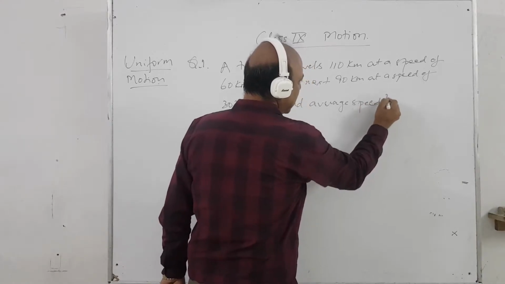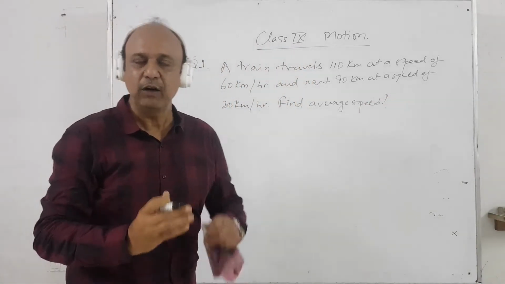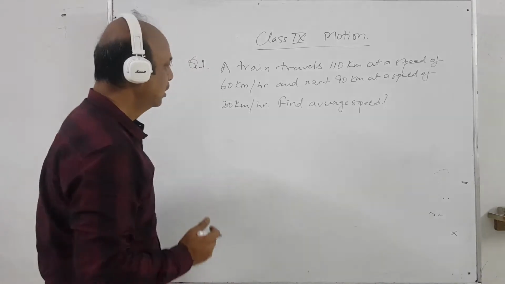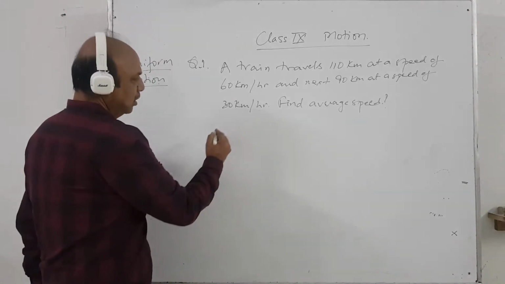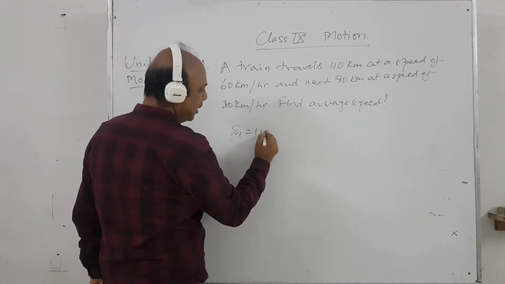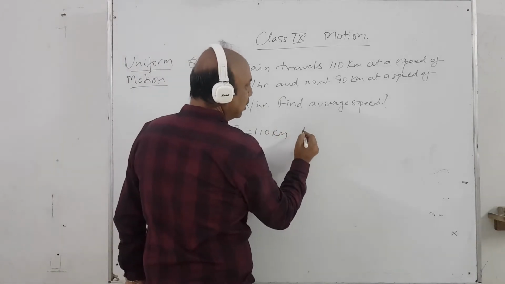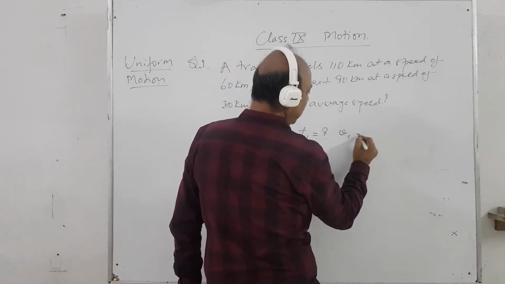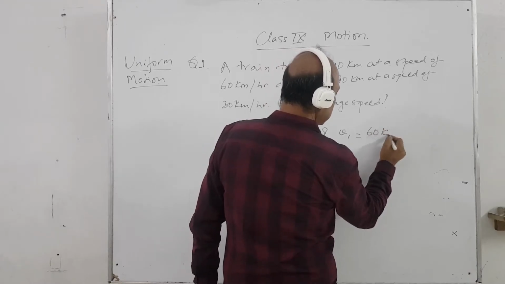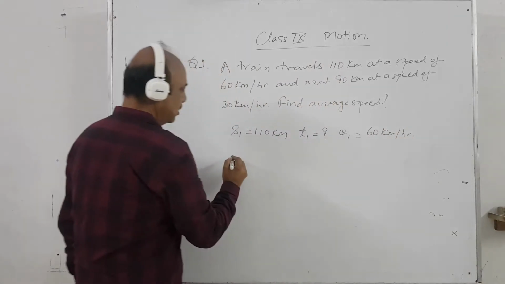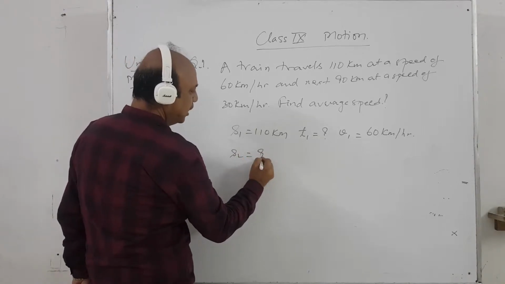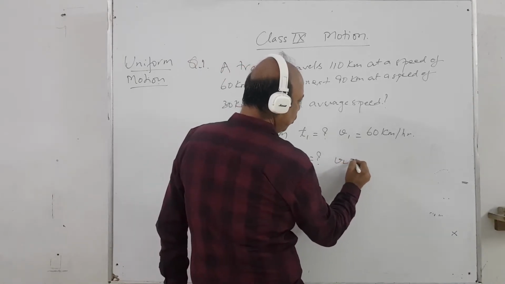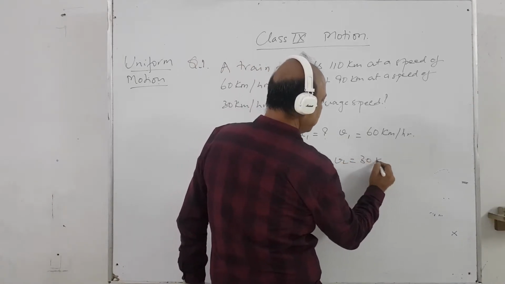This is a very simple question I am giving you. We will complicate this question and see how this question can come in many different ways. So let us first try to solve these questions. S1 is equal to 110 kilometers. T1 we don't know. V1 is equal to 60 kilometers per hour. Similarly, S2 is equal to 90 kilometers. T2 is not known to us. V2 is equal to 30 kilometers per hour.